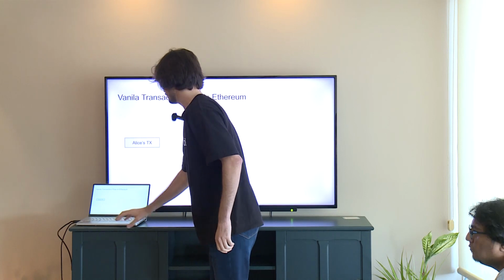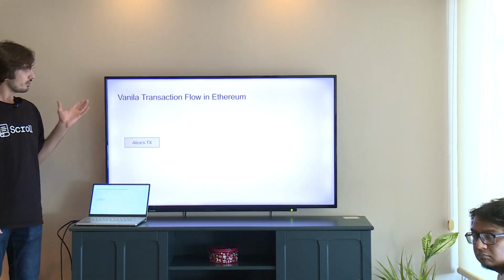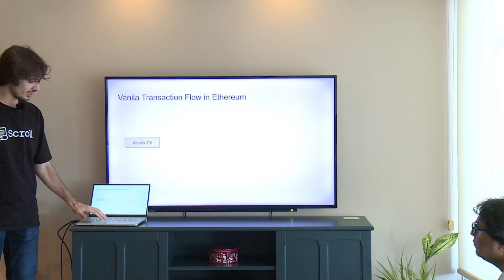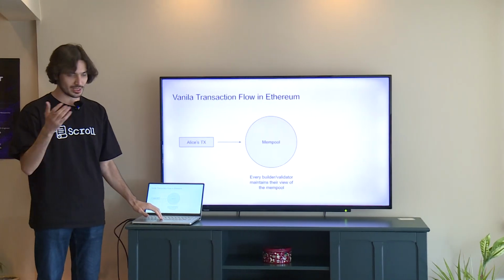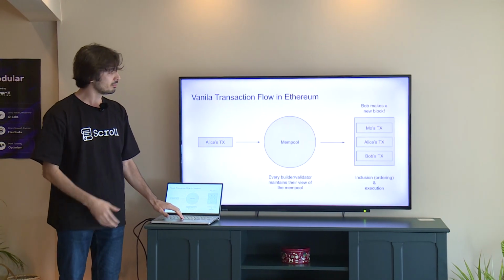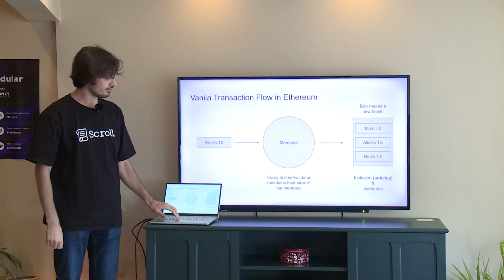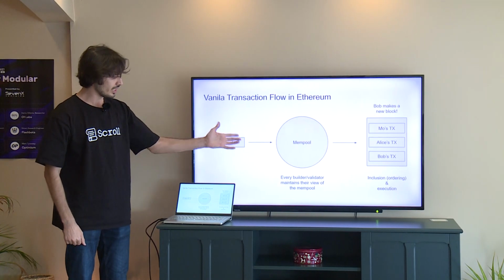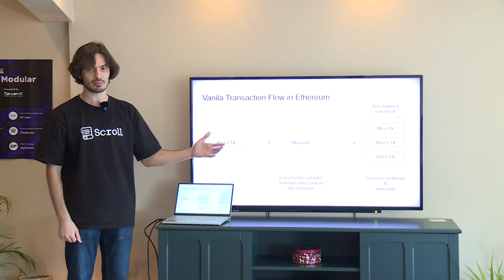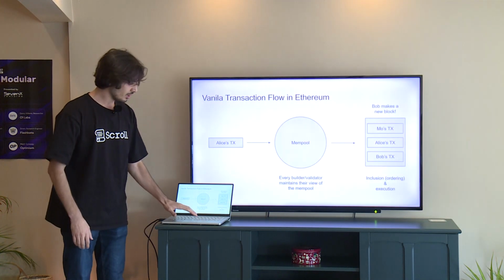Okay, so basic stuff. The vanilla flow of transactions in Ethereum: we have Alice, who sends a transaction to the mempool, and everyone can see what's in the mempool, and Bob makes a block and done. The important thing here is that the inclusion and execution of the transaction happen at the same time. It's kind of atomic.